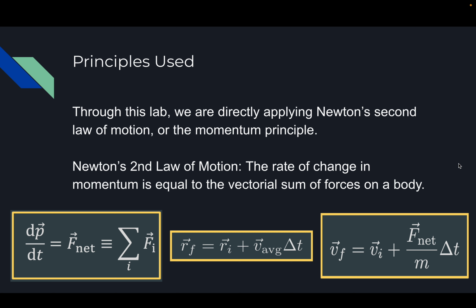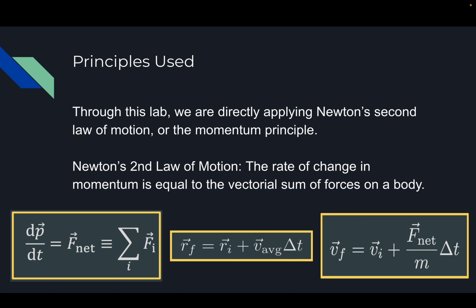Throughout this lab, we are directly applying Newton's second law of motion, or the momentum principle. Newton's second law of motion states that the rate of change in momentum is equal to the vectorial sum of forces on a body. The first equation you can see here is derived from Newton's second law of motion, while the second and third equations are essential to this lab.